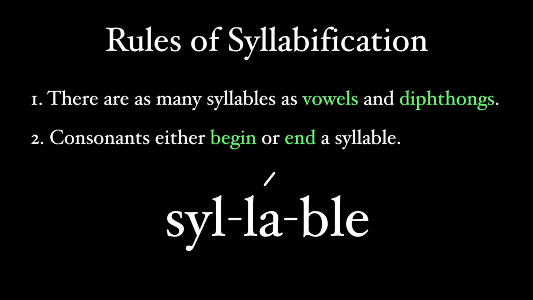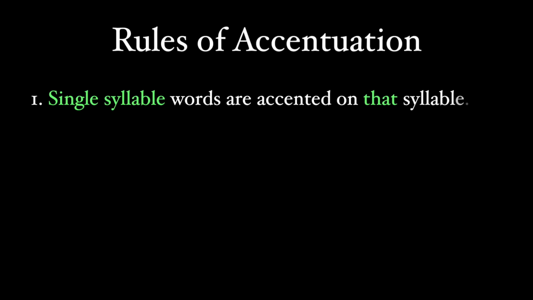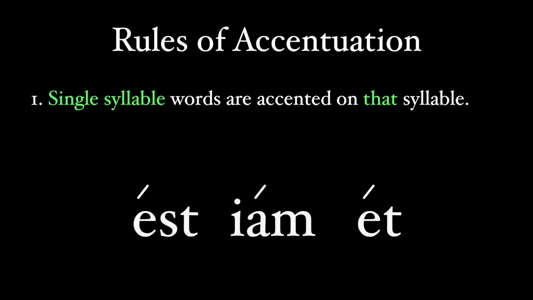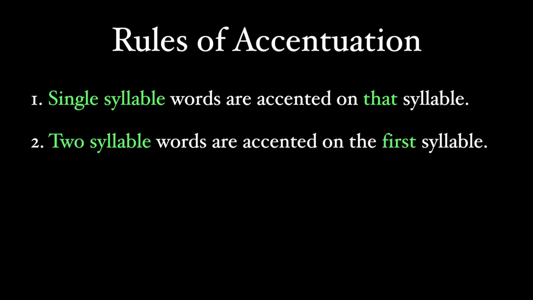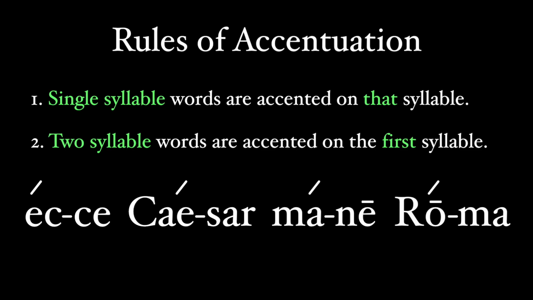And pay careful attention, and I'll illustrate accent by this small diagonal mark here. First, we shouldn't have a problem with the word if it's a single syllable. Est, iam, et. Next, if the word has two syllables, the stress always falls on the first syllable. Ecce, Caesar, manne, Roma. The length of vowel has no bearing on where the accent falls.